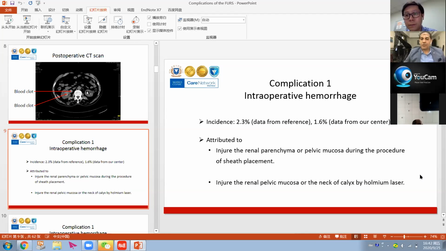So you fix the short one for female and the long one for male? Yeah. But if the female is very tall, we will consider the long sheath. Okay. Does it have any significance to go for short or long?